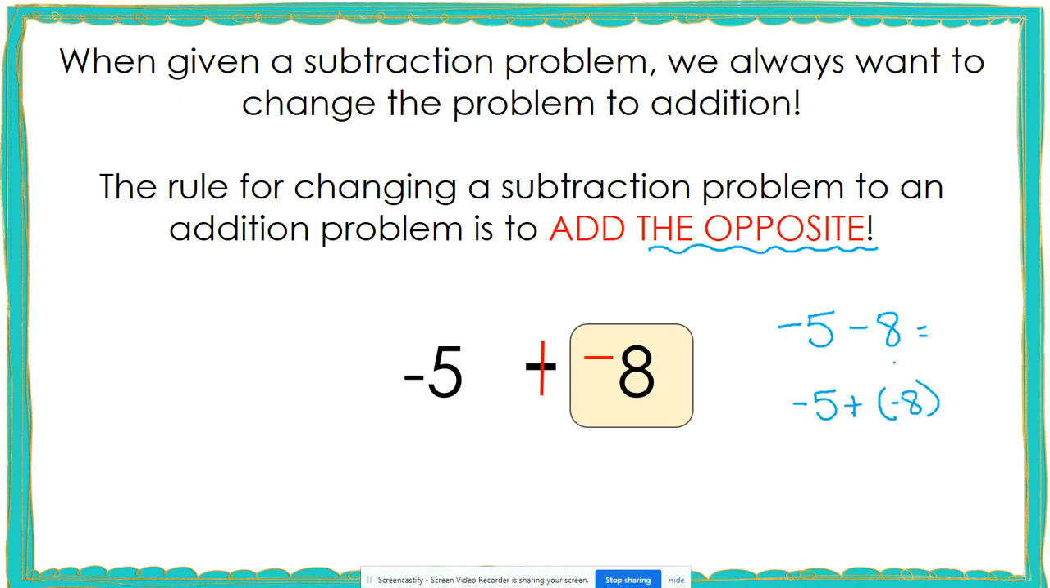And now that it's in addition, I know how to solve it. I see that I have like signs because they're both negatives, which means I would add their absolute values. 5 plus 8 is 13, and I would keep the sign of negative. So -5 minus 8 is equal to -13.